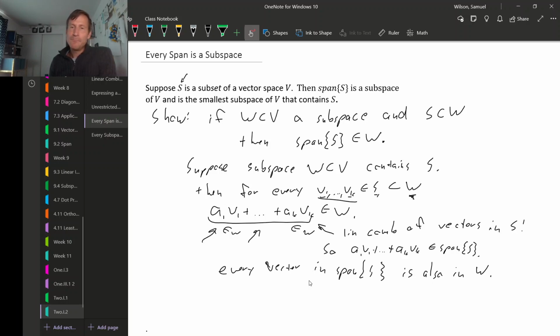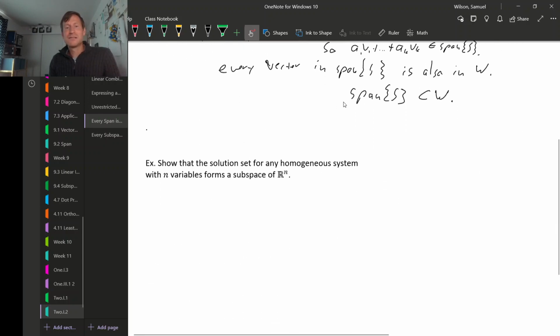So this shows that the span of S is contained in W. And that's what we wanted to show. Any subspace W that contains S also contains the entire span of S. And that means that the span of S really is the smallest subspace of V that contains the subset S. All right.